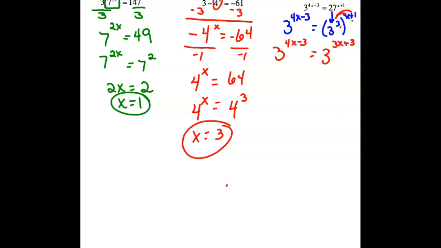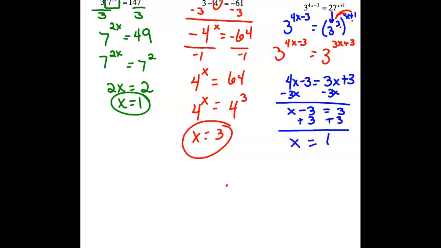And now we have a common base, so we can set our exponents equal to each other. So 4x minus 3 would have to balance with 3x plus 3. Subtracting 3x's over to the other side leaves me 1x, and then adding the 3 to the other side leaves me with x being a 6.